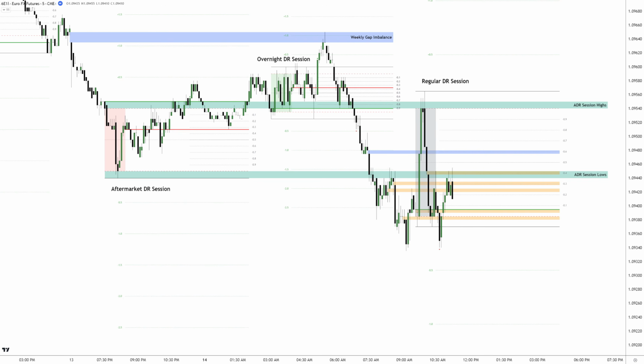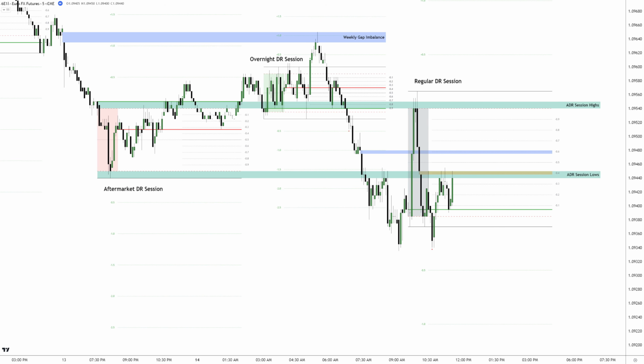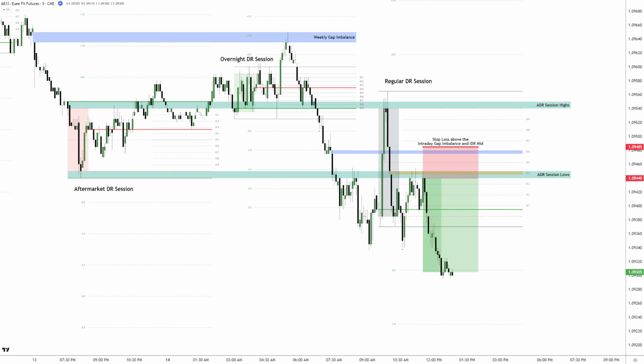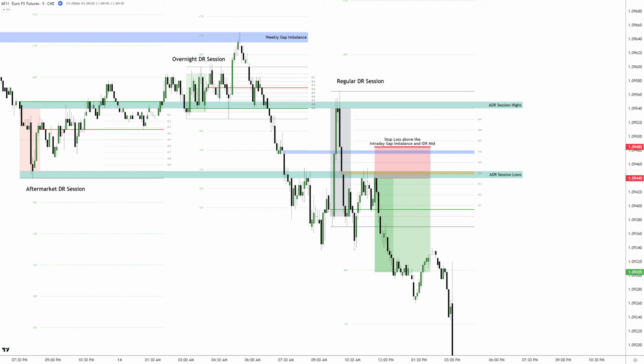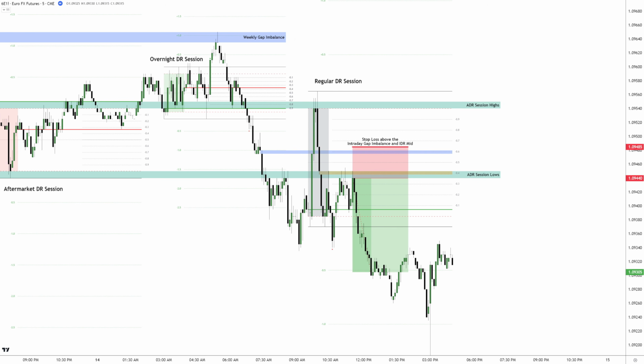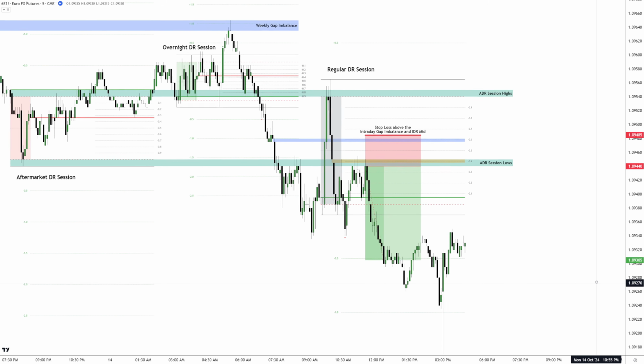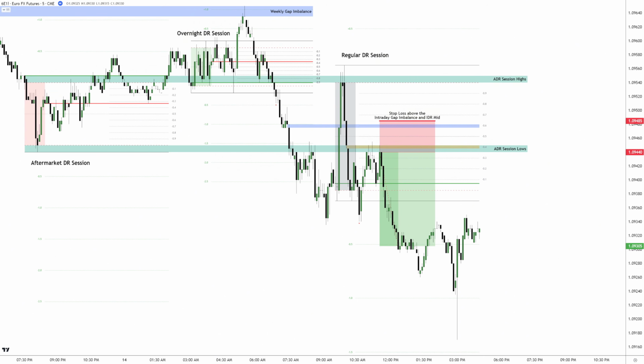A few moments later, price retraces back into the defining range and shows clear rejections from the volume imbalance that aligns with the aftermarket DR session lows. There's plenty of time to find an entry here, with your stop loss covering the intraday gap imbalance and IDR mid. We are looking at a solid 3R setup, targeting the low-hanging fruit of plus 0.5 standard deviation, and there's no need to bother with pushing for lower prices. 3R is completely fine here. The price action on the Euro FX futures chart is simply lovely.